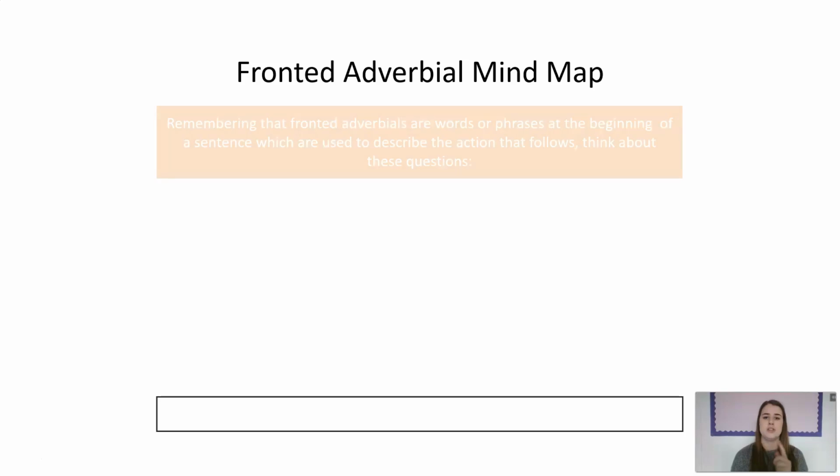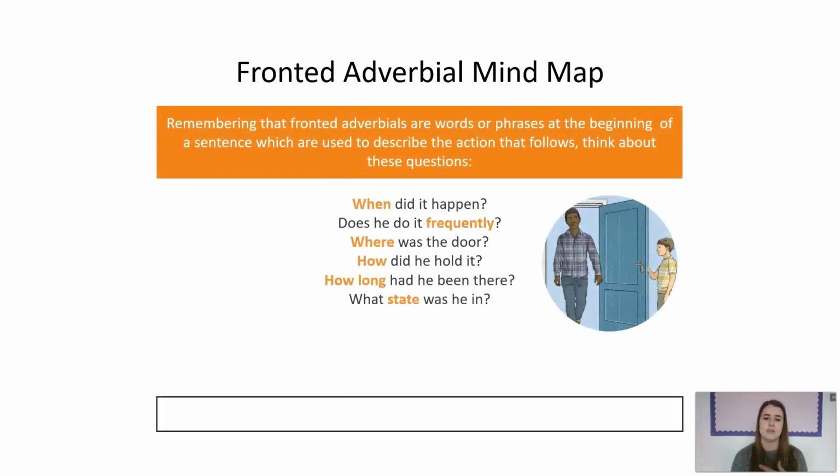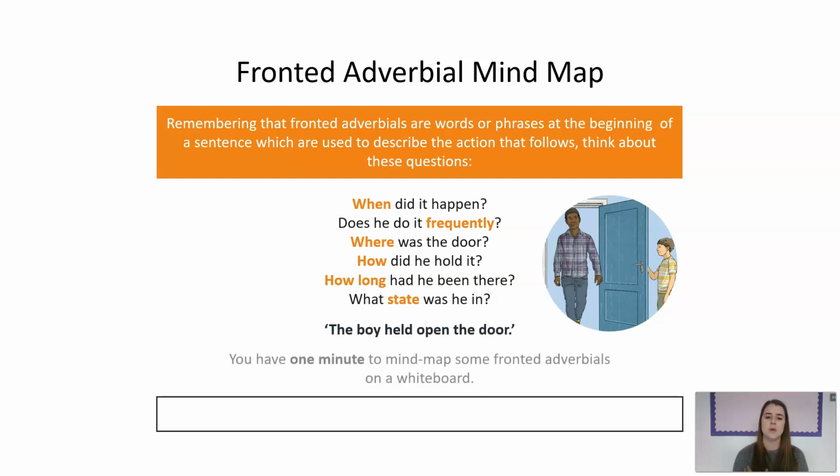Okay, so now we're going to do the fronted adverbial one. So we're going to add some fronted adverbials. Now I want you to think, well, when did it happen? How frequently does he do it? Where was the door? How did he hold it? How long had it been there? What state was he in? Okay, so what I want you to do is I want you to pause the video and give yourself 1 minute. I want you to draw a mind map and write down some different fronted adverbials to describe how, what, when this boy did something with the door. Okay, so pause the video and have a go.